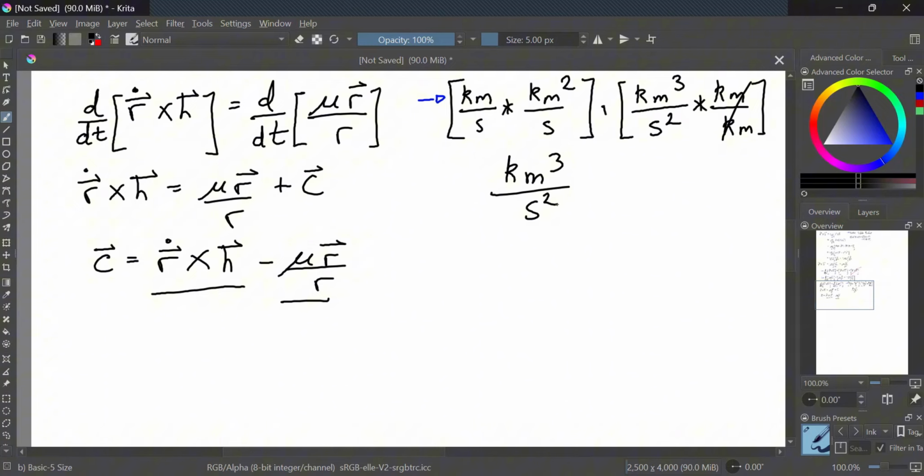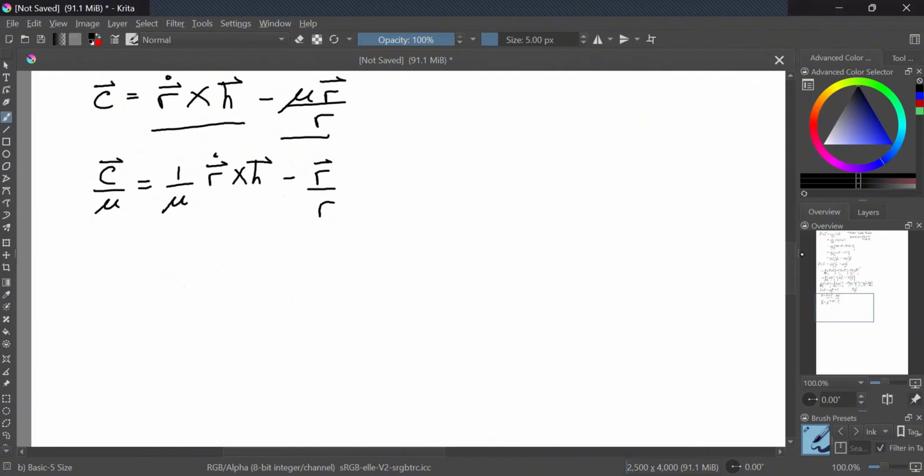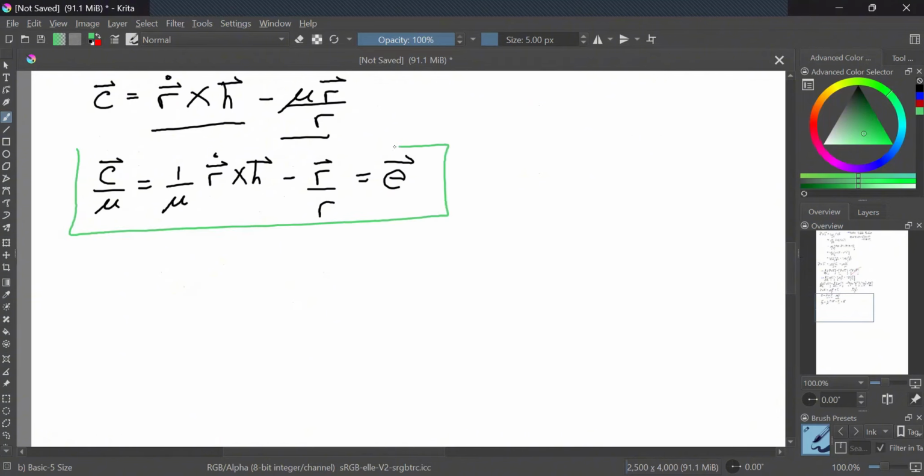Well, if we divide by our constant mu here, which is kilometers cubed per second squared, we can turn that into a unitless value. So let's go ahead and do that. C over mu is equal to 1 over mu times R dot crossed with H minus R over R. And scroll down a little bit. I'm going to make a claim here. That is going to be our eccentricity. Let me box that in. That is an important equation to box, after all. And that is our eccentricity.